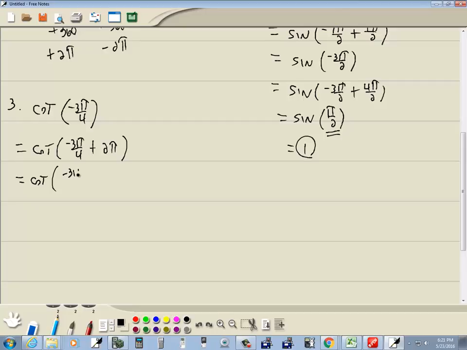So that gives us negative 3 pi over 4 plus, get a common denominator, so I can put this over 1. And then multiply top and bottom by 4. So that gives us negative 3 pi over 4 plus 8 pi over 4, which gives us cotangent of 5 pi over 4. Now this is between 0 and 2 pi now, which is what we're wanting.